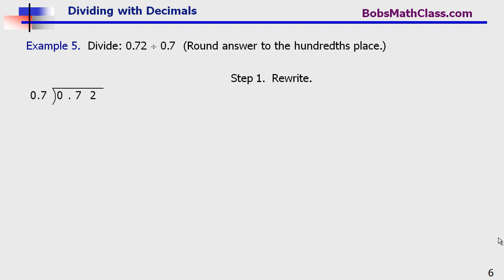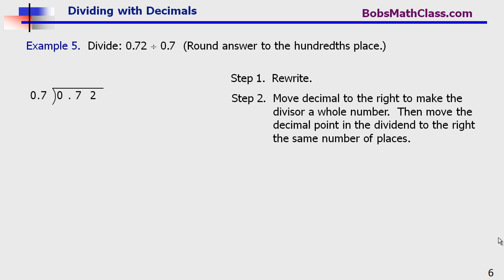Okay, 0.7, we have to have that be a whole number, so we've got to move it over one place to the right. That means in the 0.72, we've got to move that decimal point over one place to the right as well. One place, one place. Then let's rewrite it. 7 into 7.2. I did add a couple of zeros.